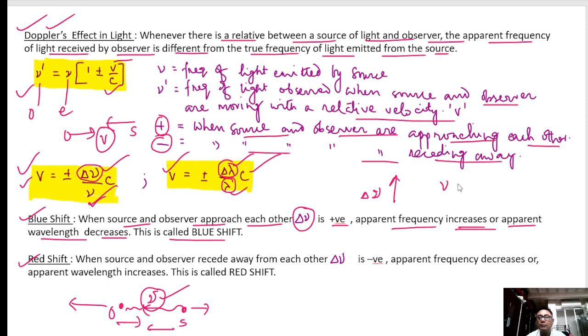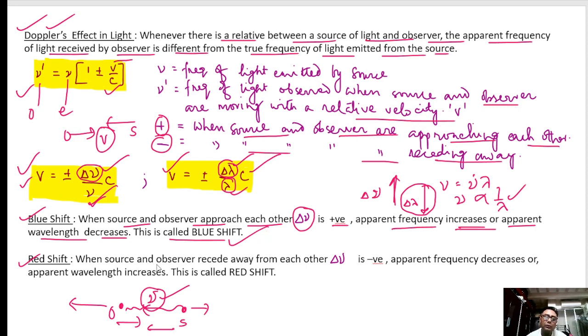We know that v equals f or nu times lambda. So what is nu? Nu is inversely proportional to the wavelength. That means if the apparent frequency increases, the apparent wavelength will decrease, and when you are decreasing the wavelength, you are moving towards the smaller wavelength. So we call it a blue shift.